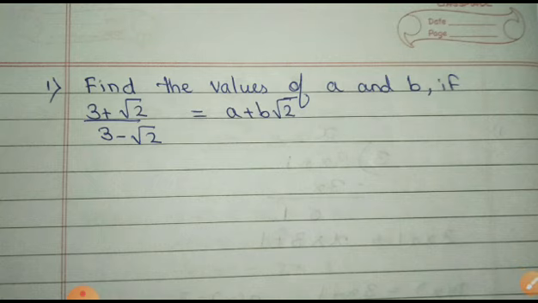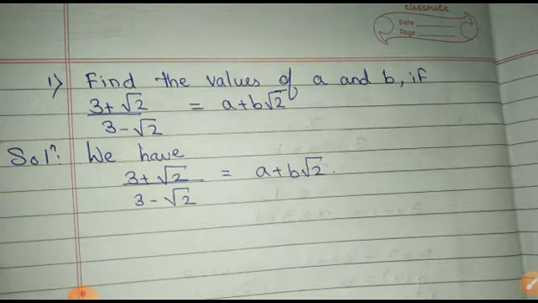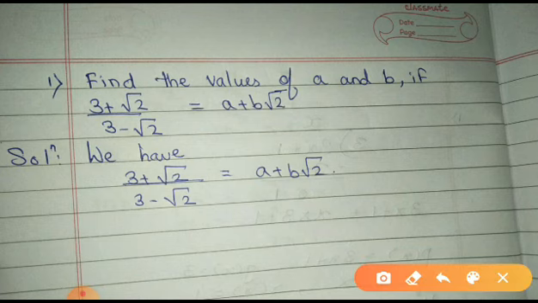It carries 4 marks. So the first question: find the values of a and b if 3 plus root 2 divided by 3 minus root 2 is equal to a plus b root 2. So the first step, whatever is given to us, we just have to write it. Now see again whether the denominator is an irrational number. Yes. So by which number do I have to multiply your numerator and denominator? I have to multiply with 3 plus root 2.